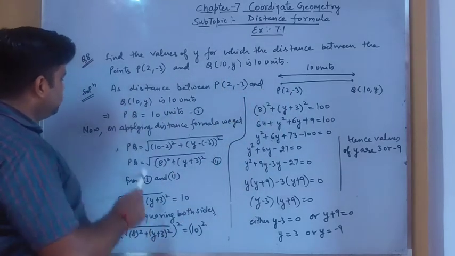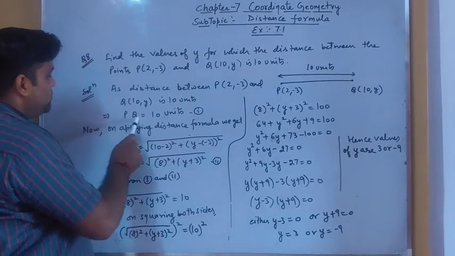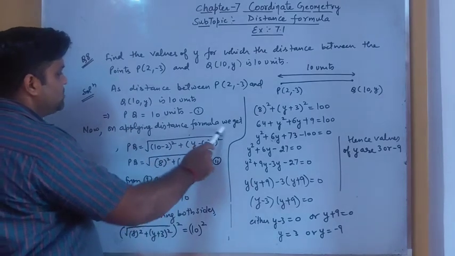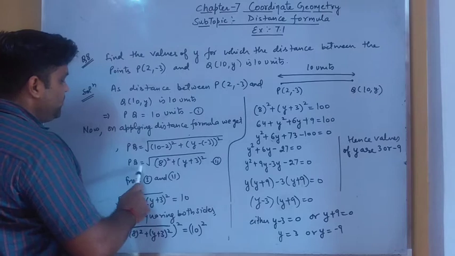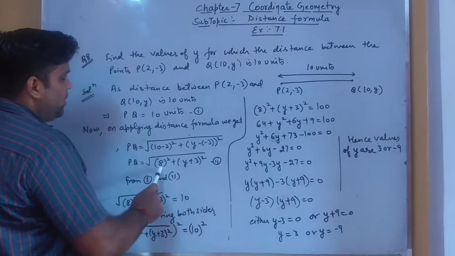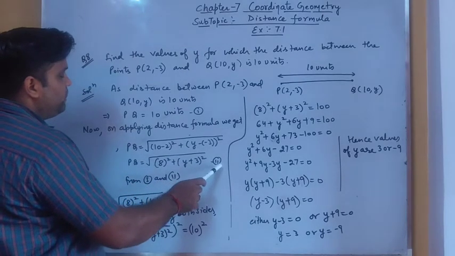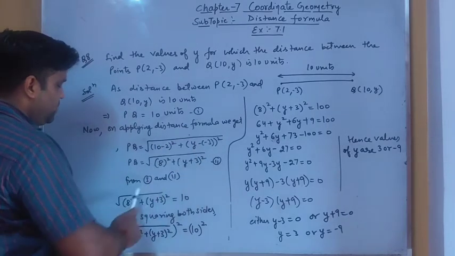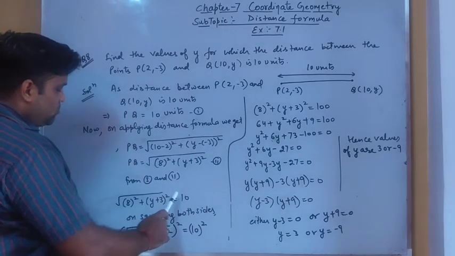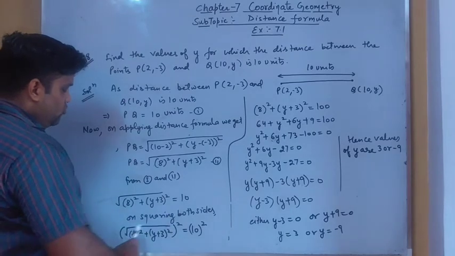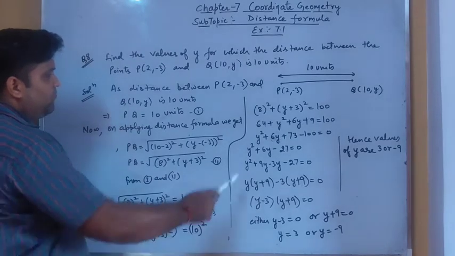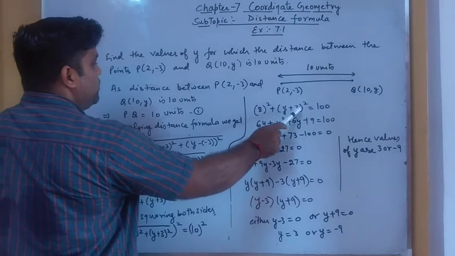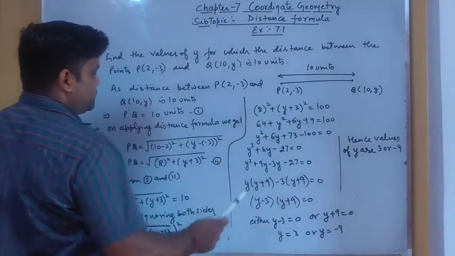In the diagram we have shown this. So first of all, let us find the distance between P and Q. On applying the distance formula, we get the distance between P and Q is given by the square root of 8 squared plus (y plus 3) whole squared, and we consider it as the second equation. On comparing the first and second, we get this equation. To remove the square root, we square both sides. On squaring both sides, we get 8 squared plus (y plus 3) squared equal to 100.